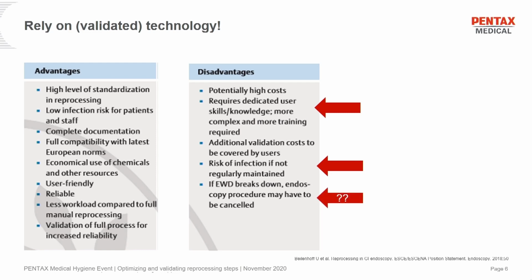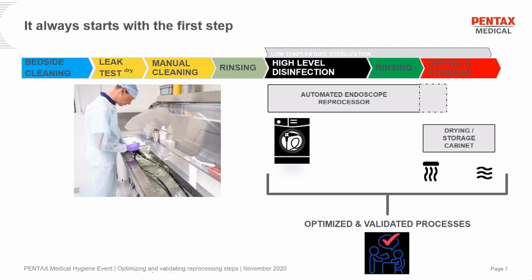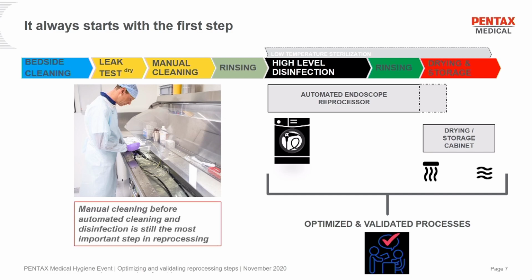And one of the disadvantages is that if the automatic endoscope reprocessor breaks down, we have to rely on a manual procedure, which is a very risky procedure. So that is why I always put question marks in this. You have to escape to a manual process which is not validated or optimized. And it always starts with the very first step, and we cannot point it out enough, the manual cleaning. Manual cleaning before automated cleaning and disinfection is still the most important step in reprocessing.